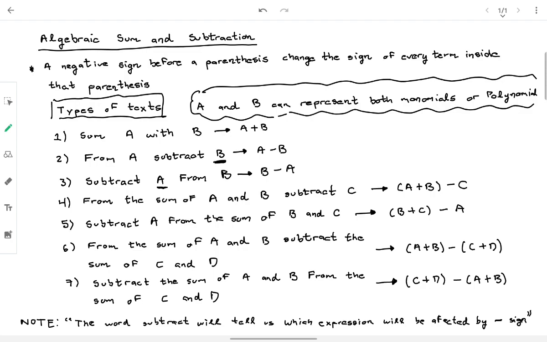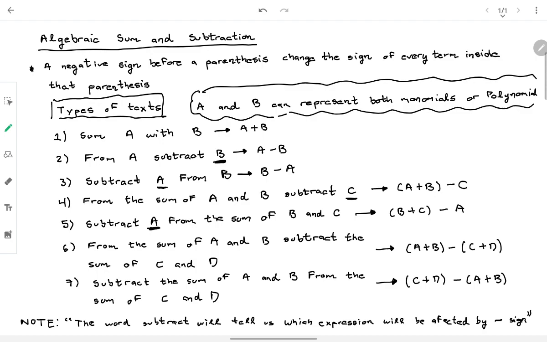Let's see number 4. It says from the sum of A and B, that means A plus B, subtract C. So in this case, it's going to be A plus B, and then at the end, we are going to subtract C. It's the same as in the last one. The word after subtract is the one that is going to be a negative one. In number 5, we have something similar. We change the order. It says subtract A from the sum of B and C. That means B and C get added, B plus C, and we will subtract, or make negative, A.